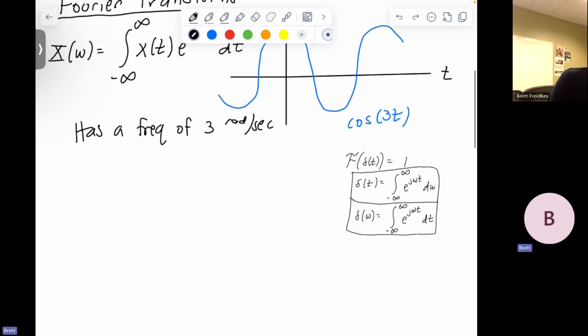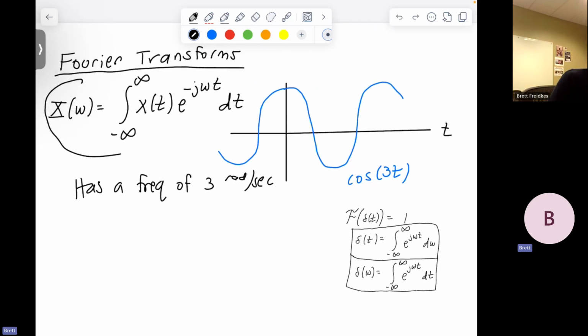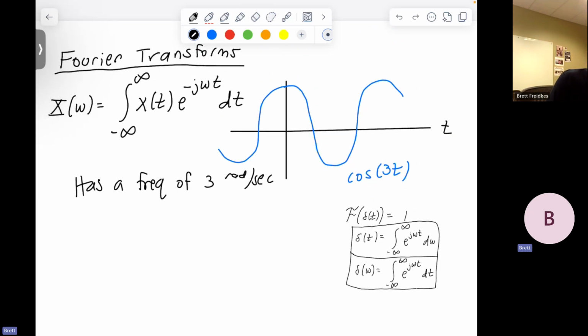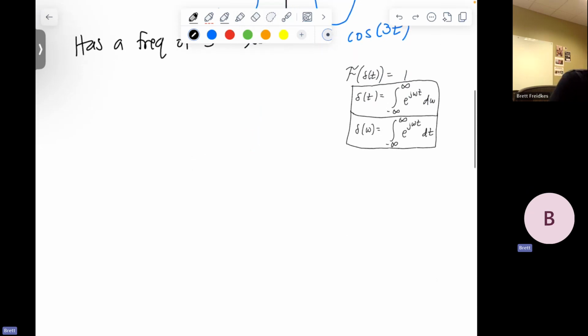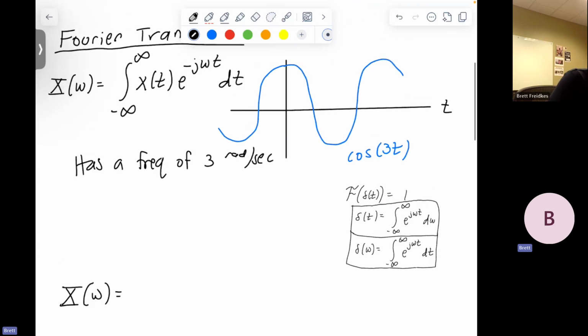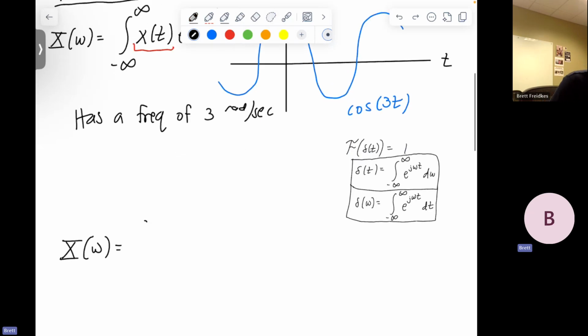So let's use our Fourier transform equation, which is this guy here, and determine what our Fourier transform of cosine is. In this expression, we're taking our x of t, which is our cosine function. You see that this is a function of time. And I'll put that into my integral. So this is the integral from negative infinity to infinity of cosine of 3t e to the j omega t dt.